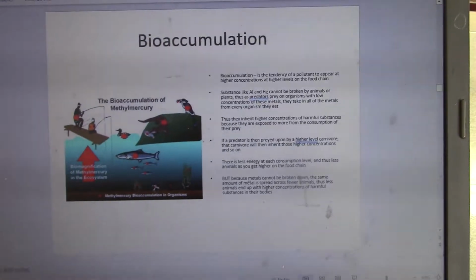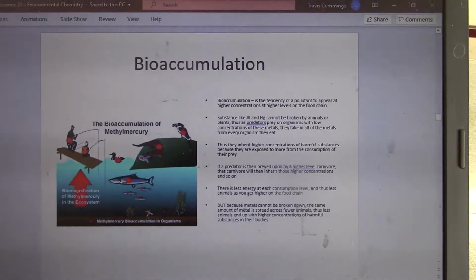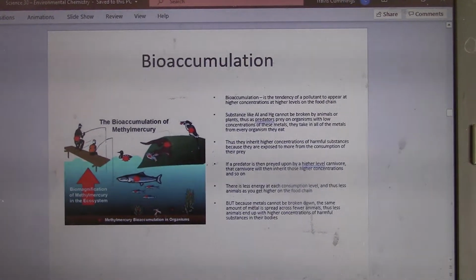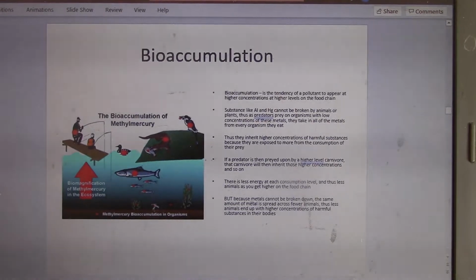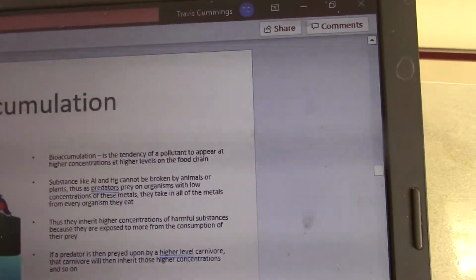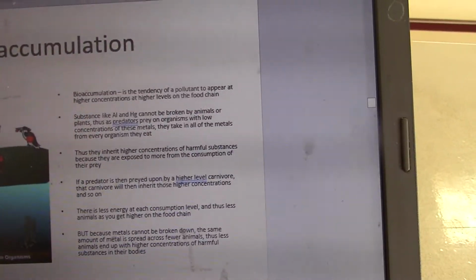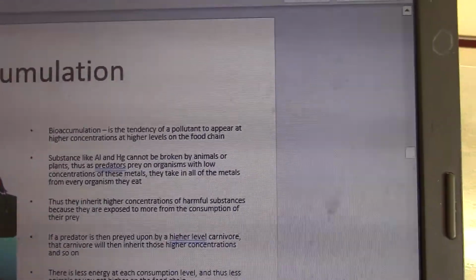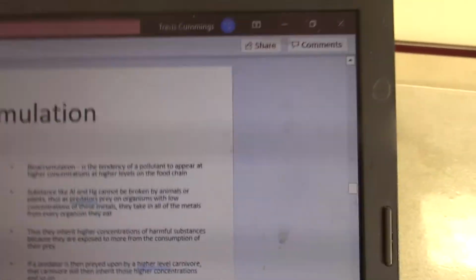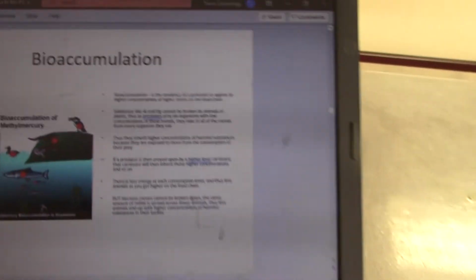So you can see this. This is something that you need to understand: bioaccumulation. You have seen a lot of this already in Bio 20, but bioaccumulation is the tendency of a pollutant to appear at higher concentration at higher levels in the food chain. So again, you can look at my notes for this, but you've seen this called biomagnification as well. Mercury and aluminum can't be broken down by animals or natural substances, so they just get passed along the food chain.